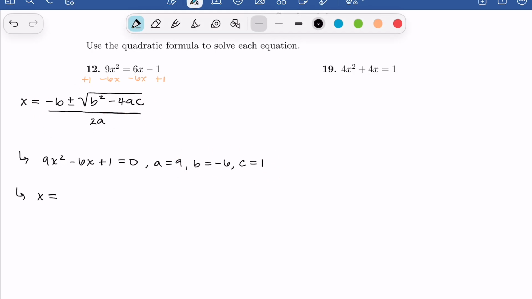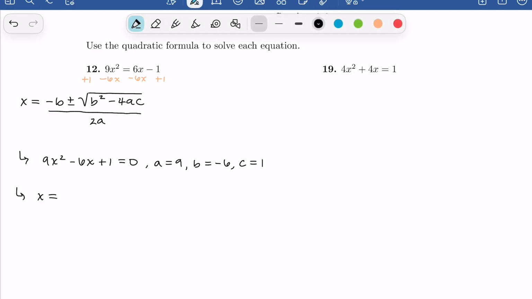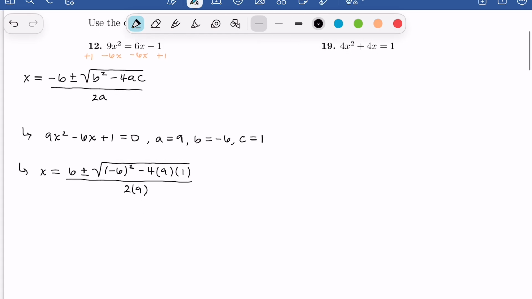So again, we're going to get two solutions. We're going to end up with x is equal to opposite of b. Well, b is negative here, so the opposite of that would end up being a positive. Then plus or minus the square root of our b value squared minus 4 times a times c. We're taking the square root of this whole thing, and then we're dividing this entire thing by 2 times our a value. All right, so from here, let's keep simplifying.